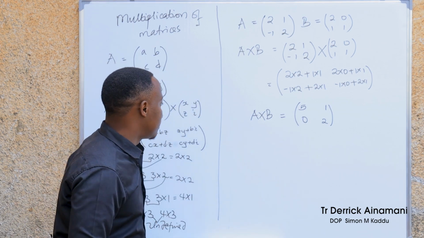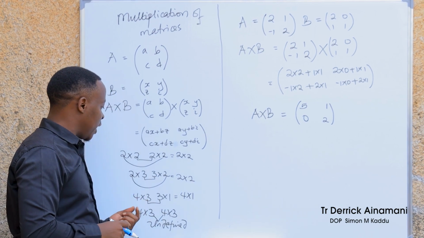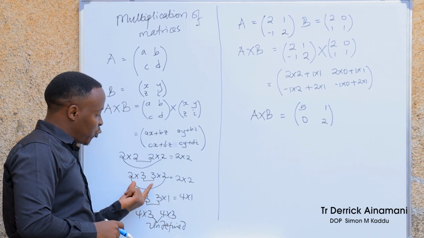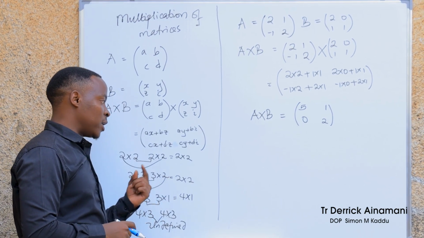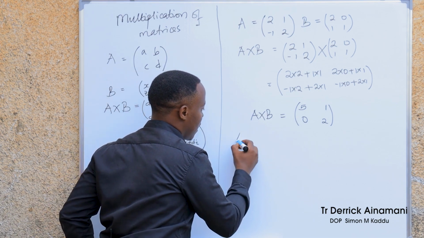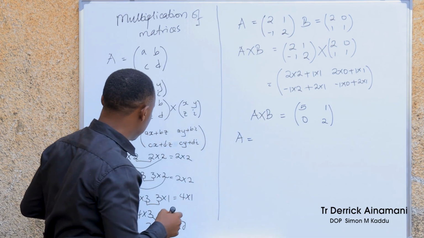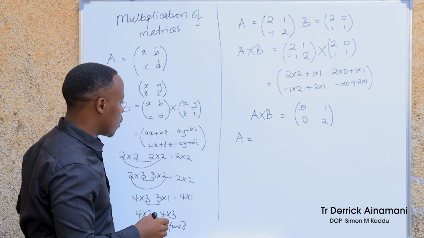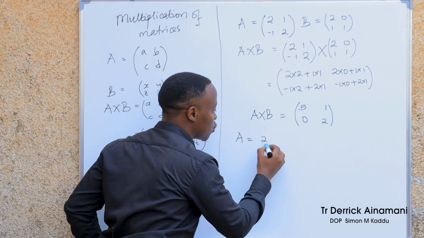Let's try what we did here. Let's try a 2 by 3. We cross it with a 3 by 2. Let's say A is a 2 by 3. That means it has 2 rows and 3 columns. So 2 rows.